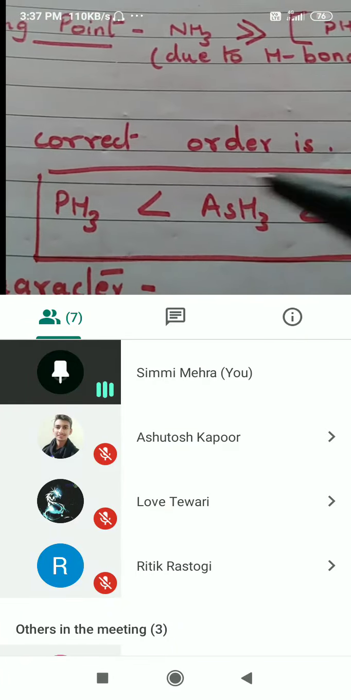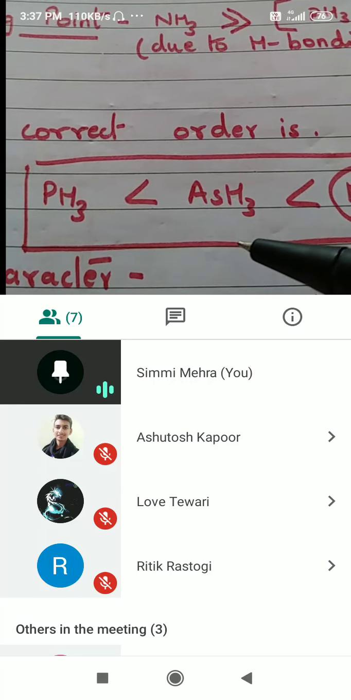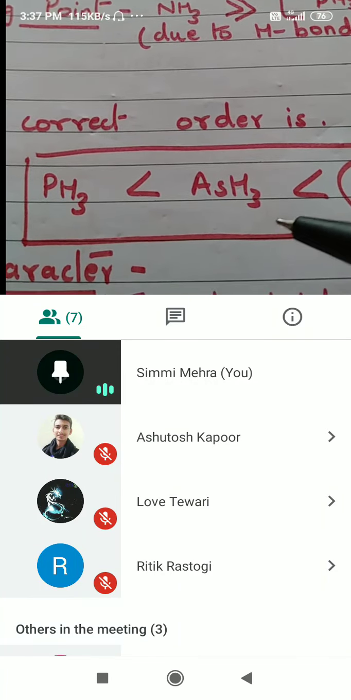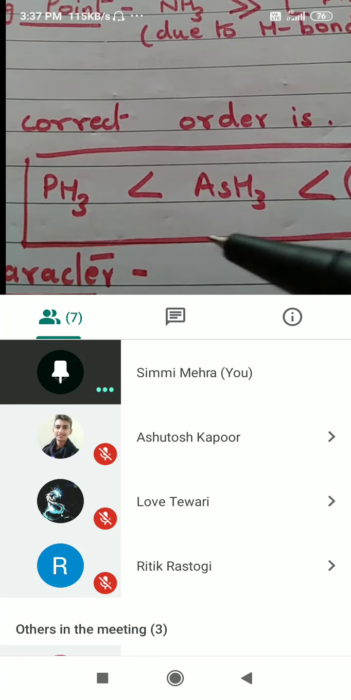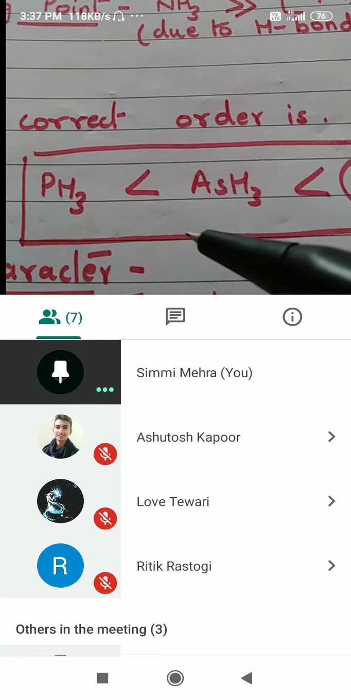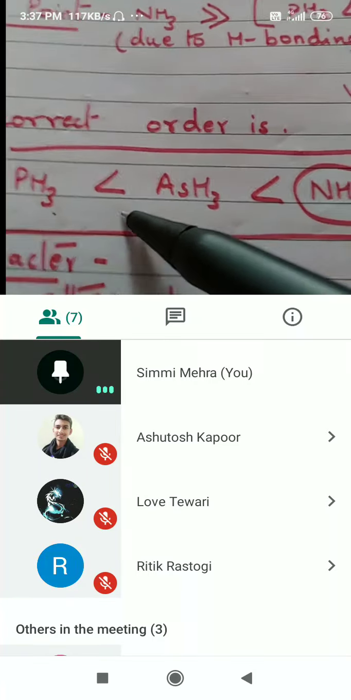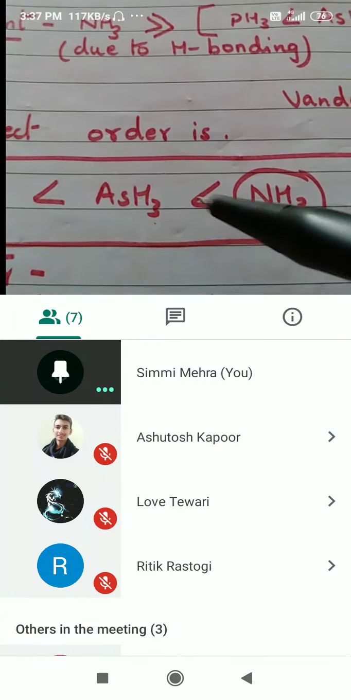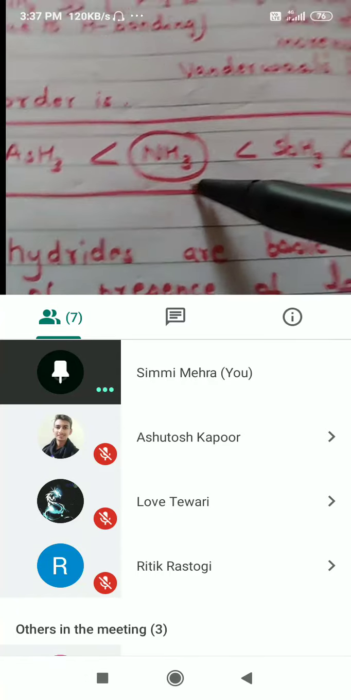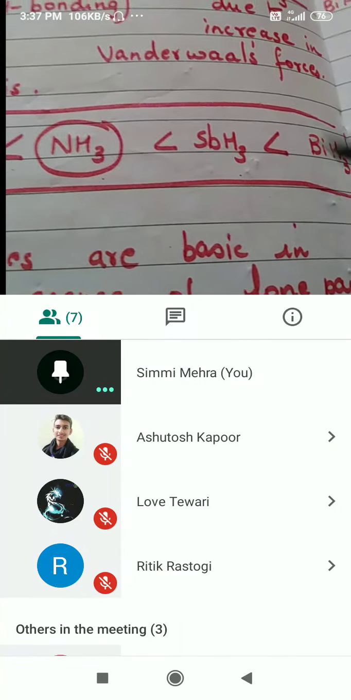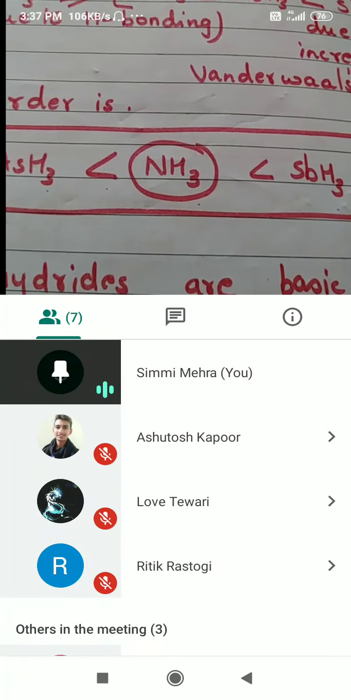The correct order, this is asked in a 1 mark question. You have to arrange the hydrides in increasing order of boiling point. It is phosphine is less than arsenic hydride, is less than ammonia, is less than antimony hydride, is less than bismuth hydride. Now why is this particular order there?